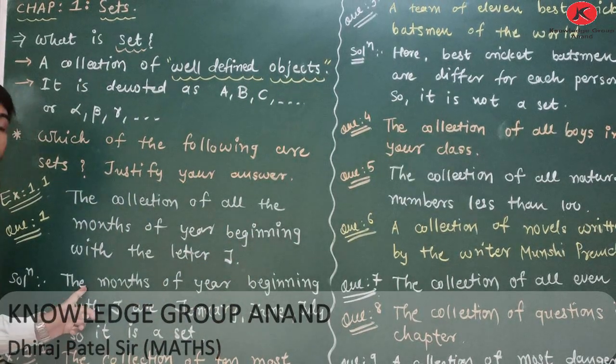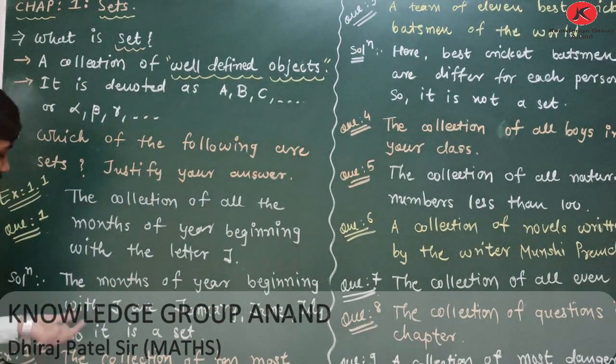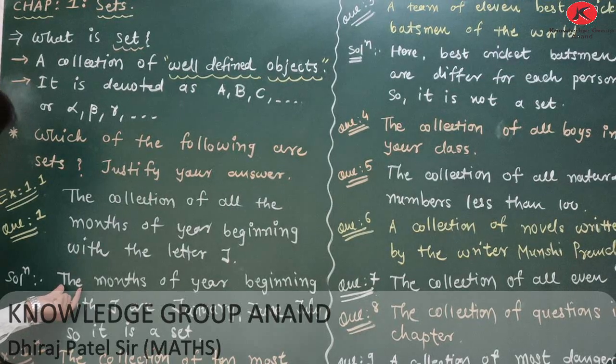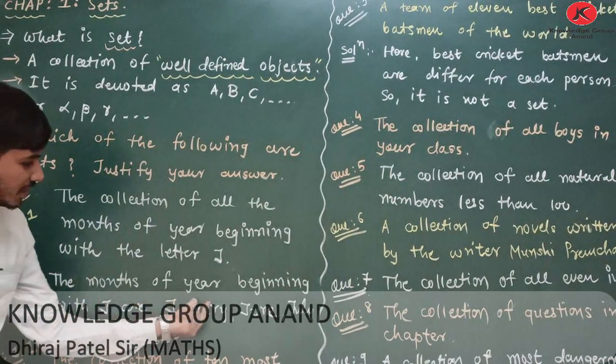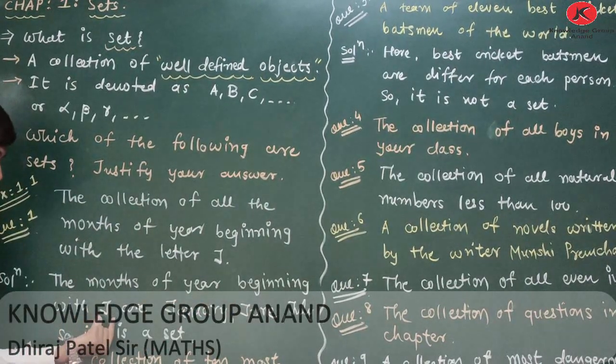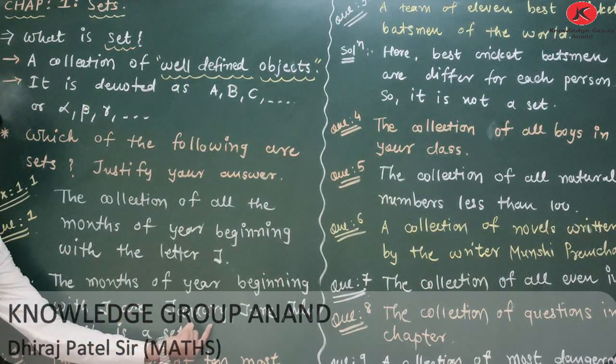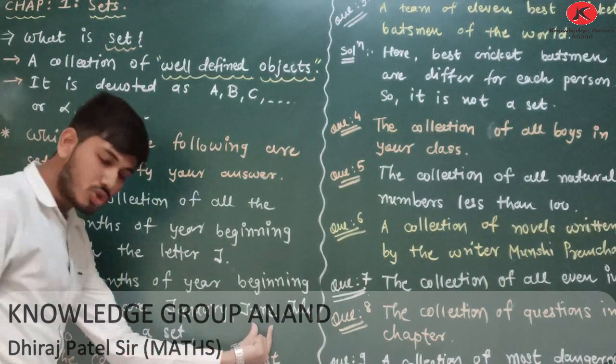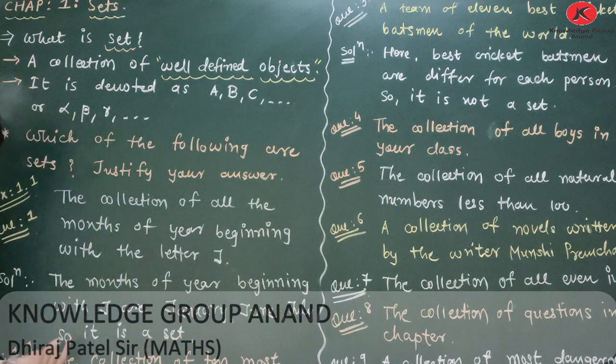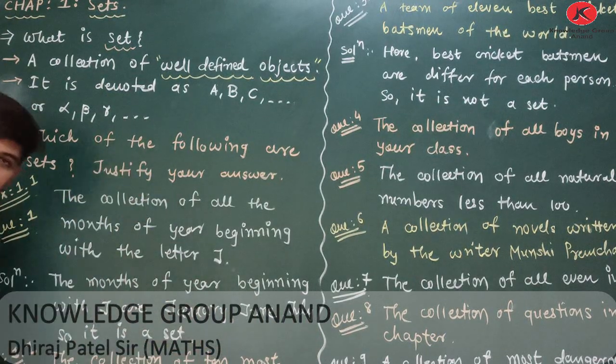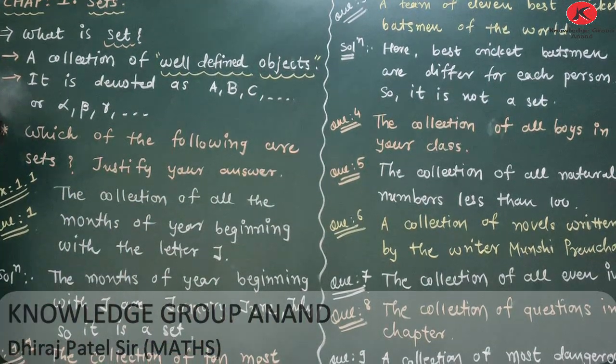So you have to justify the answer. Therefore, you have to give the reason for the answer. The months of the year beginning with letter J are January, June and July, so it is a set. Clear? You have to give the reason.